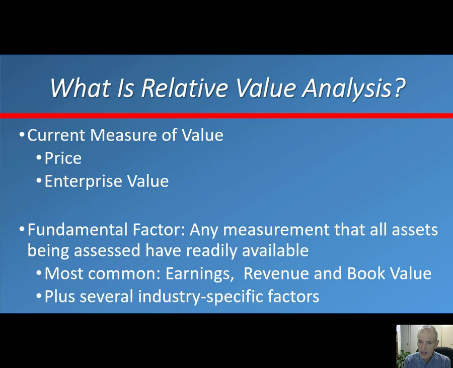And then the fundamental factors can be just anything, any measure that all assets being assessed have relatively available. We're going to talk the most common ones, which are earnings, revenue, and book value. Book value is just the net worth of the firm. It's assets minus liability. So those are the most common. But there are several industry-specific ones. I'll maybe give you a few examples of those where you're more precise and looking at a specific industry.